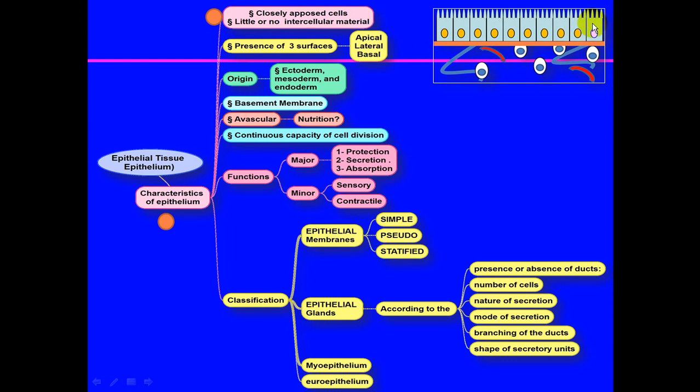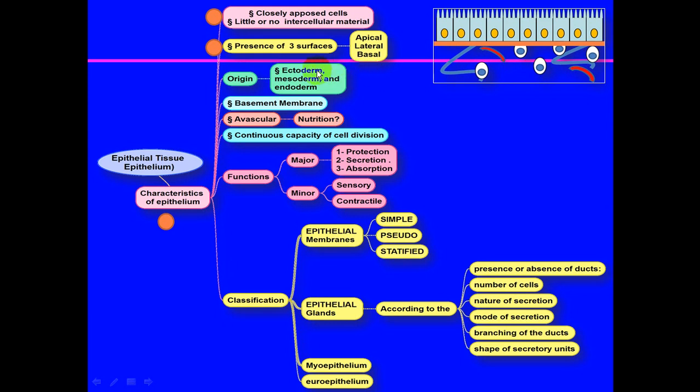This is an epithelium, simple epithelium. You can see that the cells are very close together. Every cell is near the other one. This represents the intercellular substance. Very little, as you can see, intercellular substance. Below the epithelium, you have the basement membrane. And below the basement membrane, you have the connective tissue. Let's go step by step.